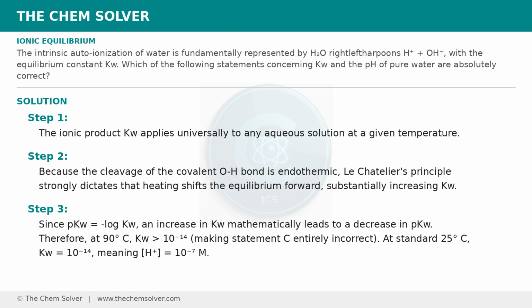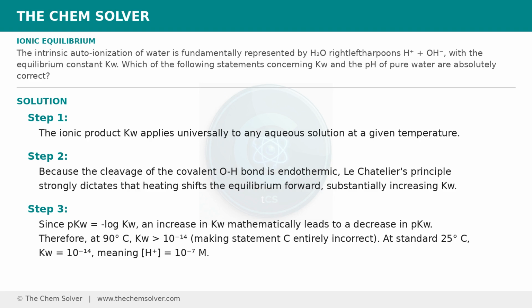The ionic product Kw applies universally to any aqueous solution at a given temperature. Because the cleavage of the covalent O-H bond is endothermic, Le Chatelier's principle strongly dictates that heating shifts the equilibrium forward, substantially increasing Kw. Since pKw equals minus log Kw, an increase in Kw mathematically leads to a decrease in pKw. Therefore, at 90 degrees Celsius, Kw is not 10 to the power minus 14, making statement C entirely incorrect.